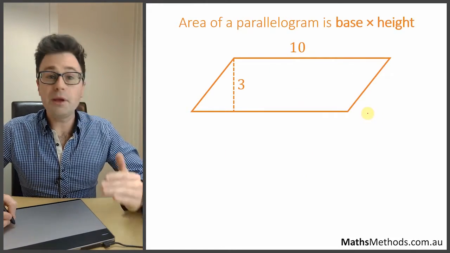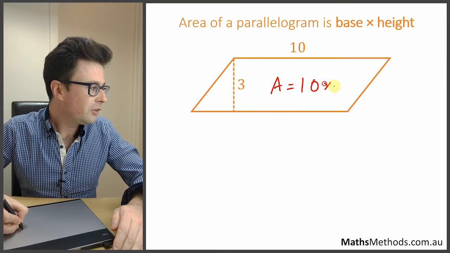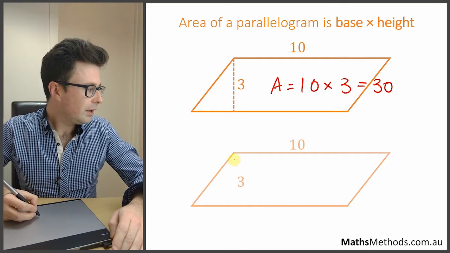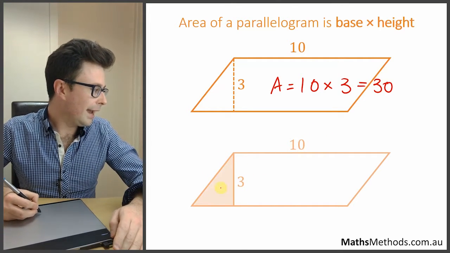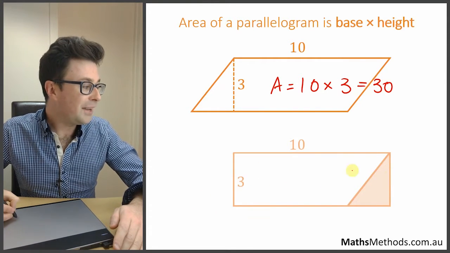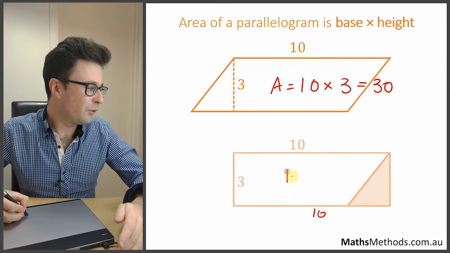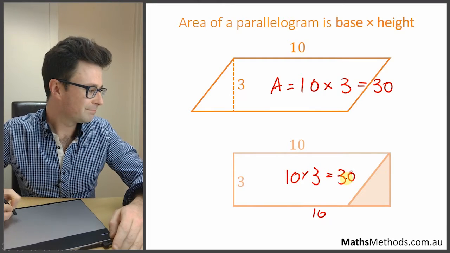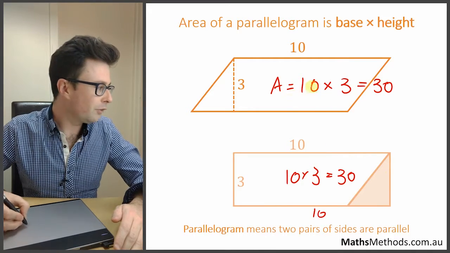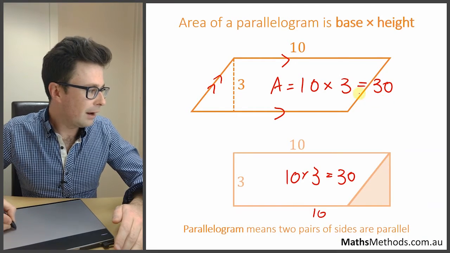Now a parallelogram is also base times height. So here we find that the area equals 10 times 3, which gives us 30. And the reason for this is this little triangular bit here. If we move this all the way over here, we'll find what we've created now is a perfect rectangle where the base is 10 and the height is 3. So of course this would be 10 times 3, which equals 30. And parallelogram just means two pairs of sides which are parallel. So we can see that this side is parallel with this side, and this side is parallel with this side.